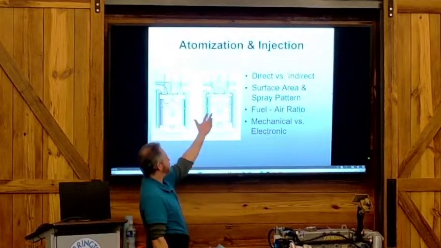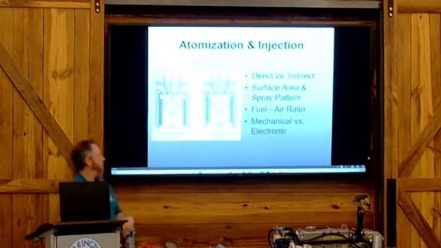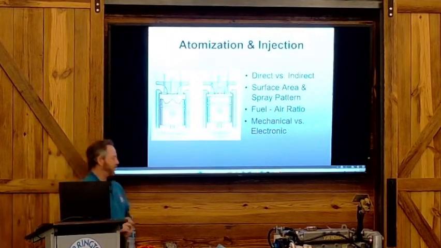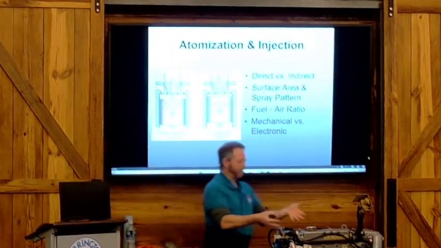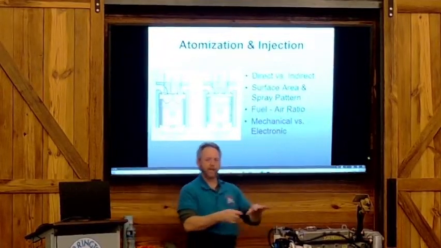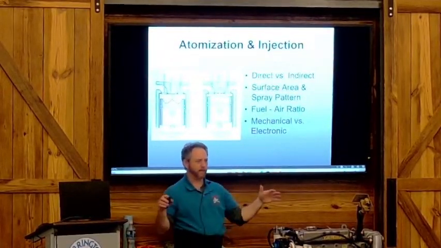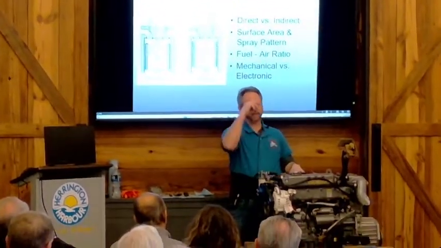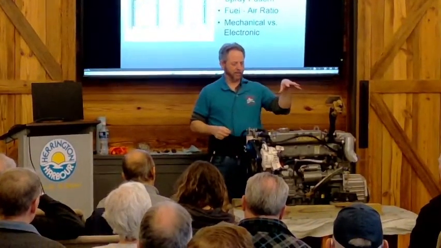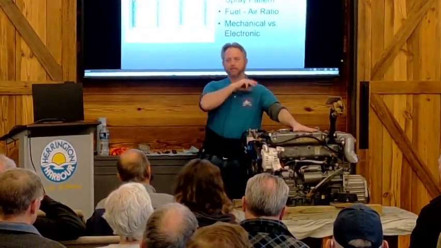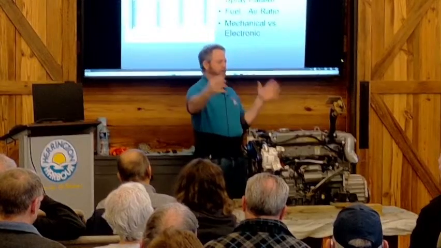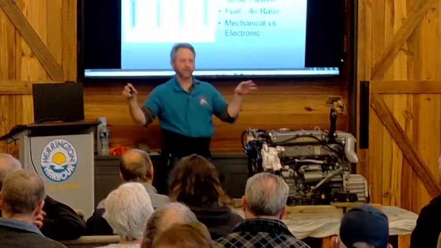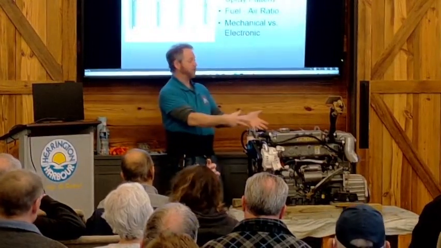All right, so we talked about surface area already, fuel-air ratios, and we sort of talked about mechanical versus electronic. With a mechanical fuel-injected engine, the engineers designed this engine with a set of variables in mind, meaning the air temperature going into the engine is going to be at this setting, the coolant temperature of the engine at this setting, the atmospheric pressure at this, and the outside temperature at this.